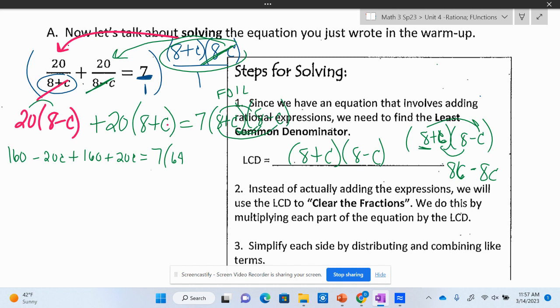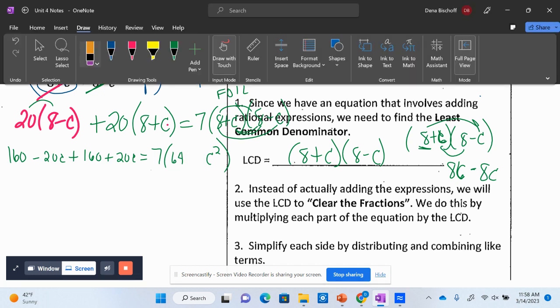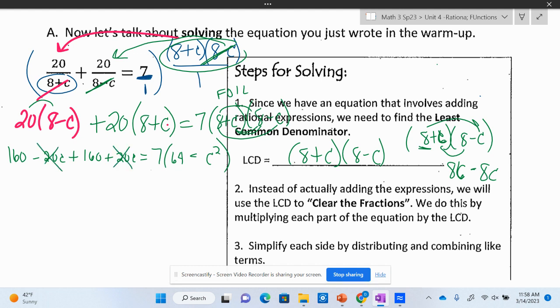And that's why we use conjugates, because we multiply out the middle term. So when I FOIL this out, I just have 64 plus c squared minus c squared. And I have to multiply through by 7. So I'm going to do a couple of things. I'm going to cancel out here. So that 160 plus 160 is 320 equals 7 times 64 is, calculator, go.